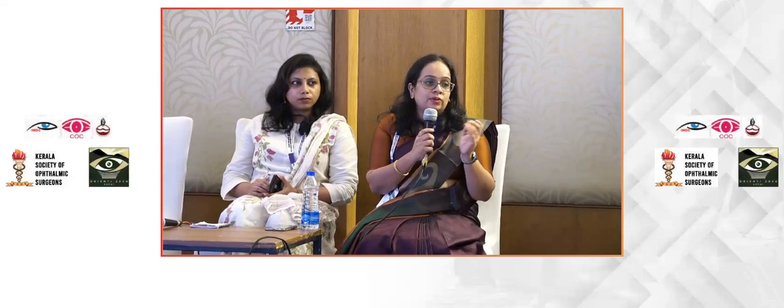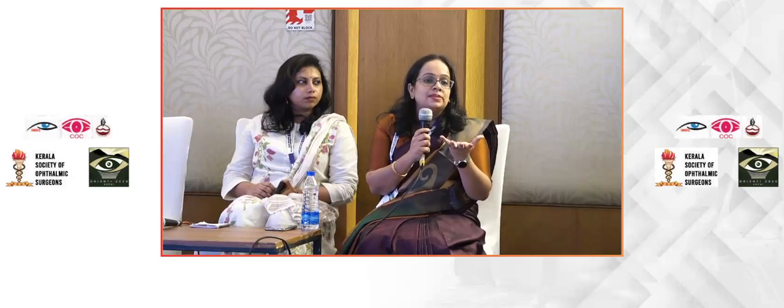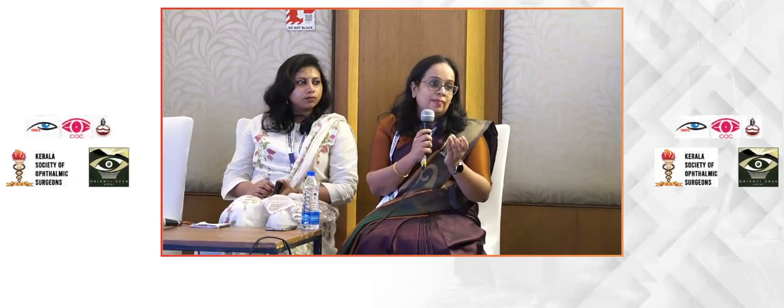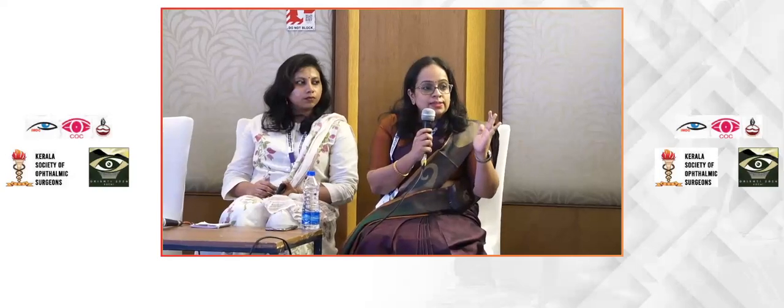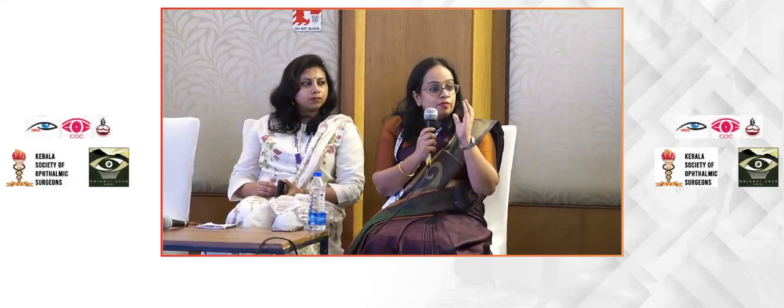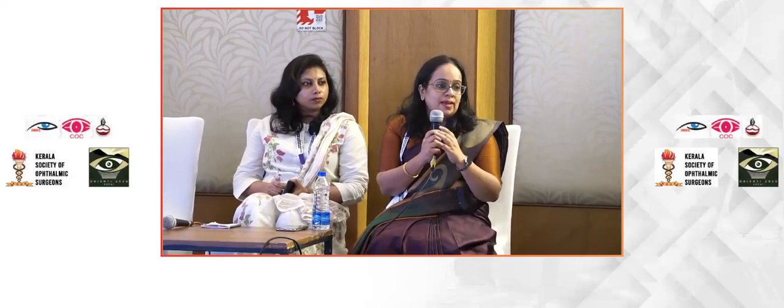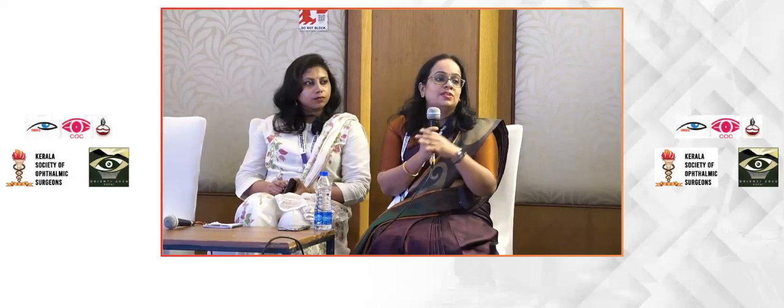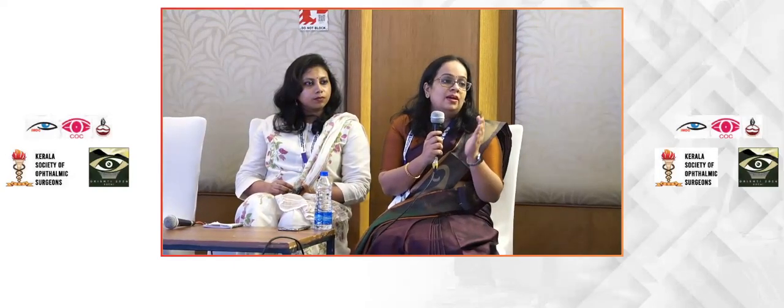Usually there's one doubt I have, like there's a discrepancy in the structural and functional progression. Like there is a progression on structural OCT, but the visual field remains static, or in the visual field there is a progression, but the OCT is static.